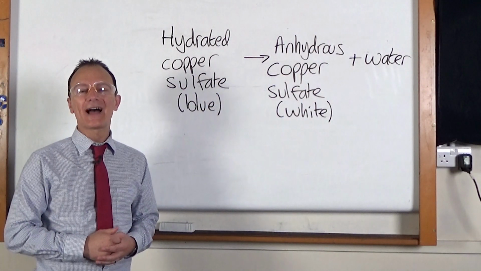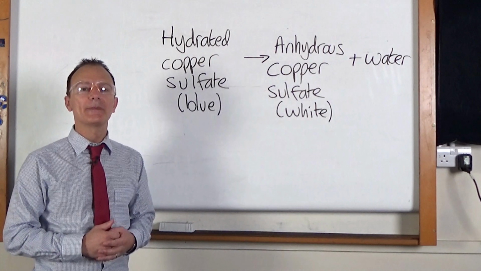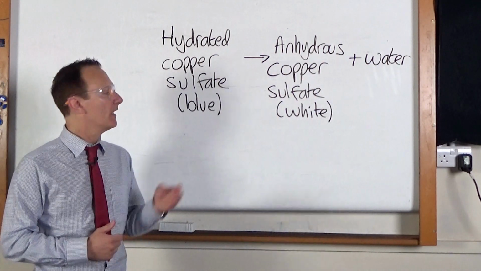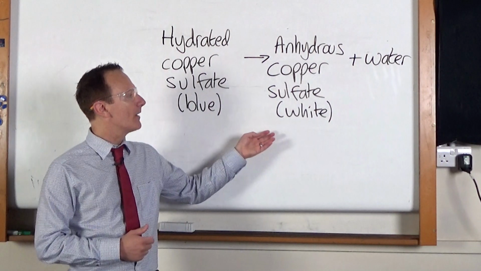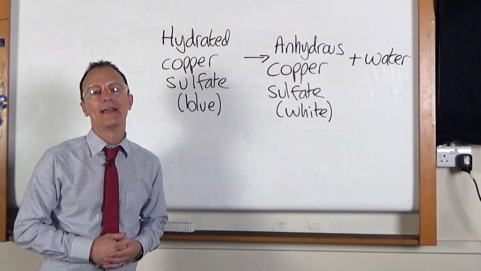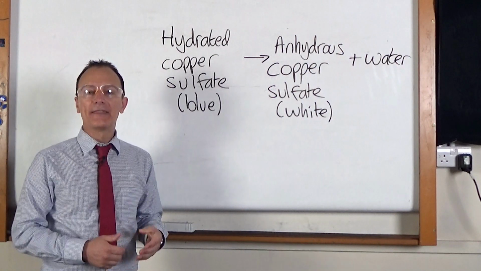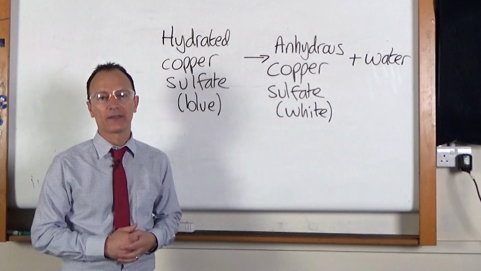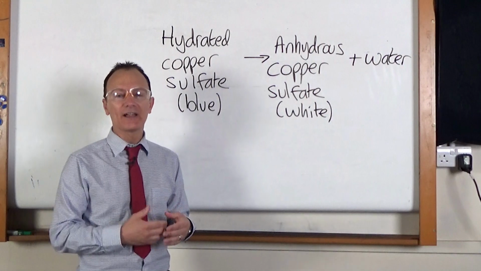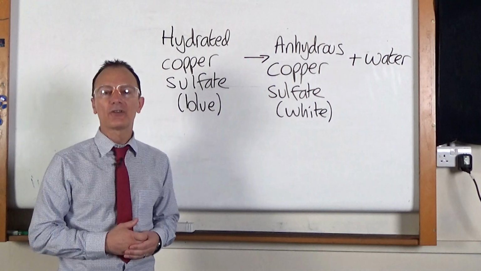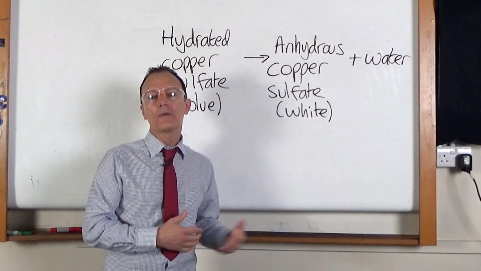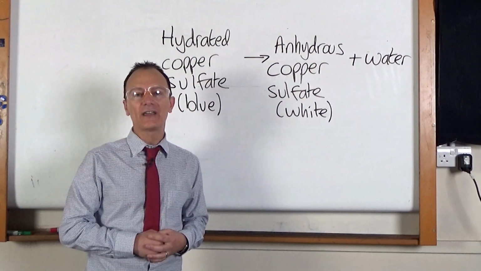I started off with hydrated copper sulfate, which means it's attached to water molecules. That was the blue form. And by heating it up, it changed into anhydrous copper sulfate. That means without water, and that was the white form of copper sulfate. The water molecules that are detached from the copper sulfate left the test tube as steam, and some of it condensed on the cooler part of the test tube to form condensation.